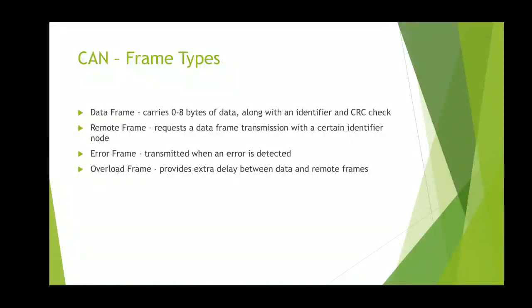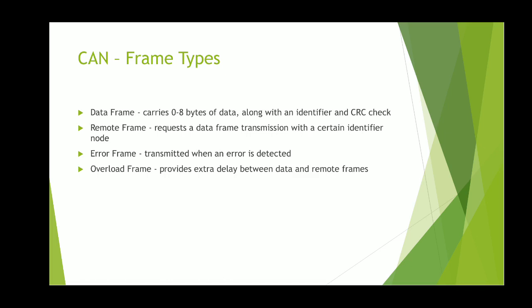CAN supports 4 types of frames. The first one is the data frame. This data frame is used to carry data. In a data frame, it is possible to carry up to 8 bytes of data, and it also contains a CRC field. This CRC field is used to detect errors happening in the data. And the second type of frame is the remote frame, and this frame is used as a request for retransmission of certain data.